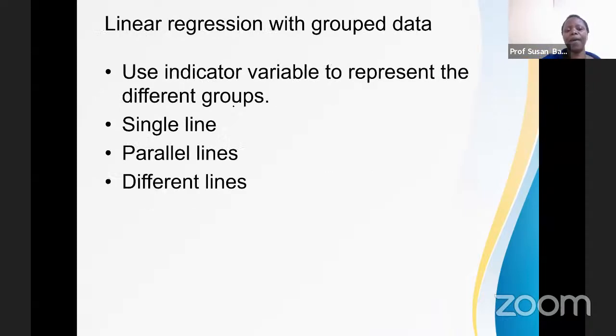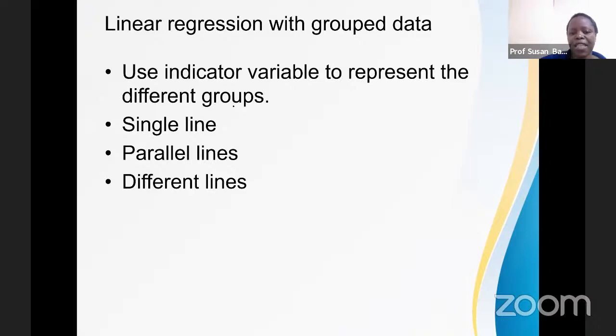Lastly, when we have indicator variables, just as I'd said, we can fit a single line, ignoring the grouping. We can only ignore the grouping if, when you include your dummy variable in the model, it ends up being non-significant. Then you don't need to have separate lines for the different varieties.